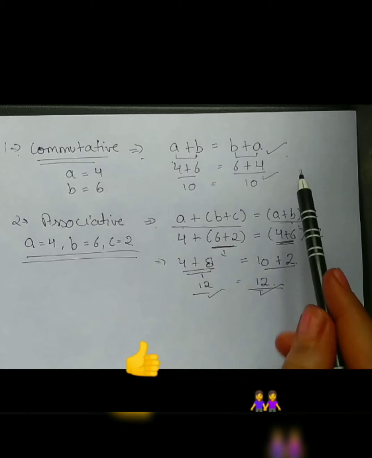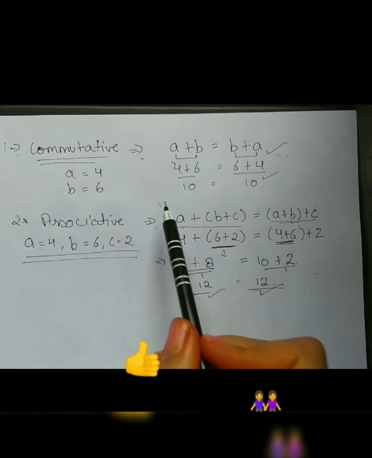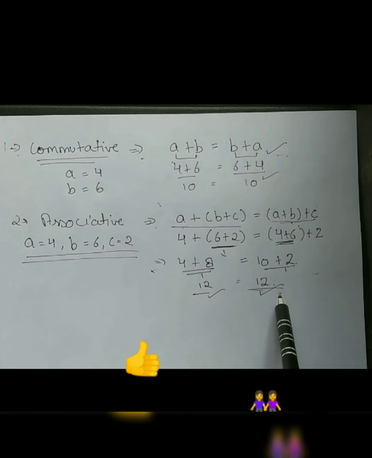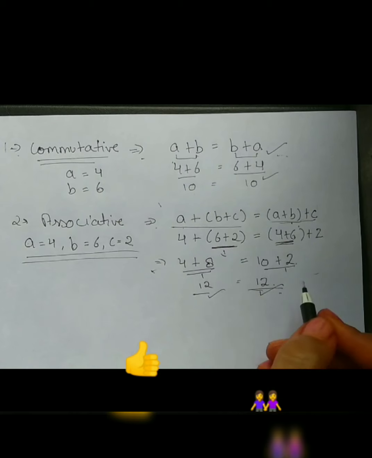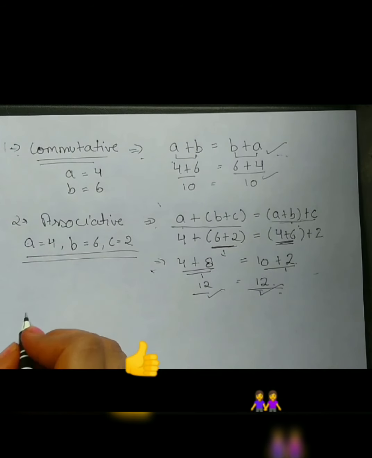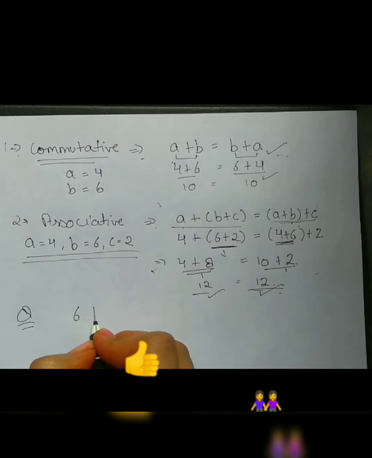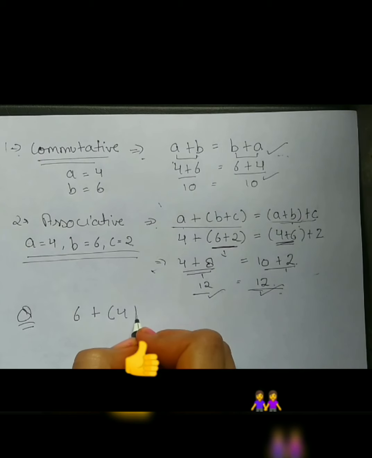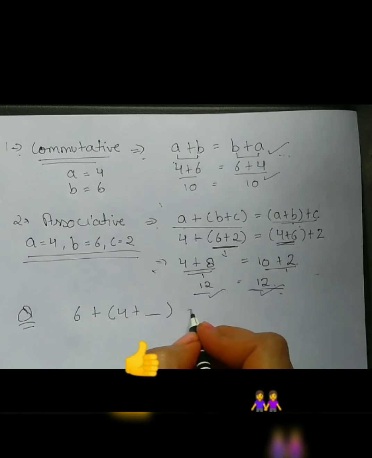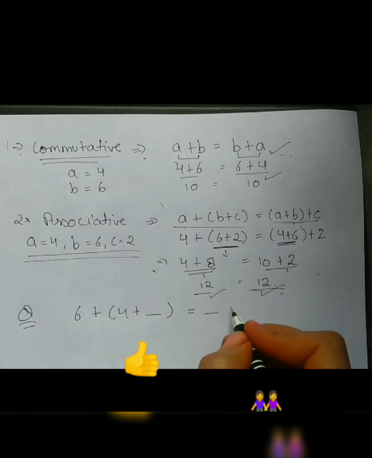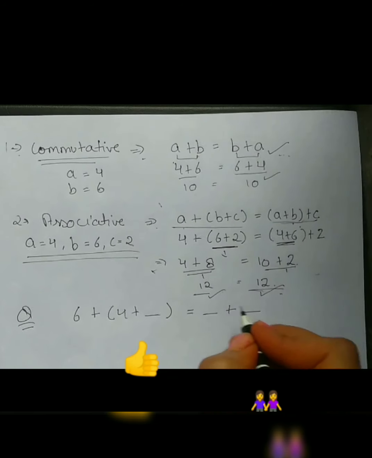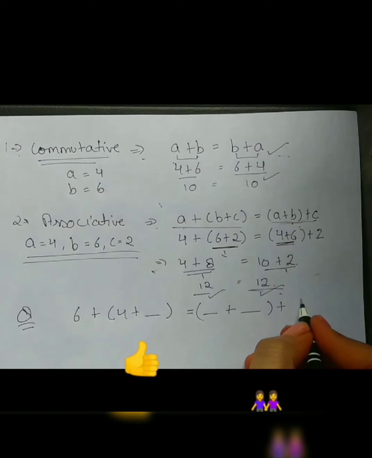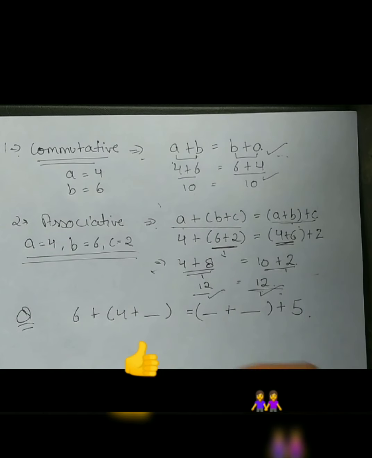Now where will these properties be used? They will be used in further questions. You will get questions in the form of fill in the blanks. Let's see an example of which type of question you will get: (6 + 4) + __ = __ + (__ + 5). Now here you have to fill in the blanks.